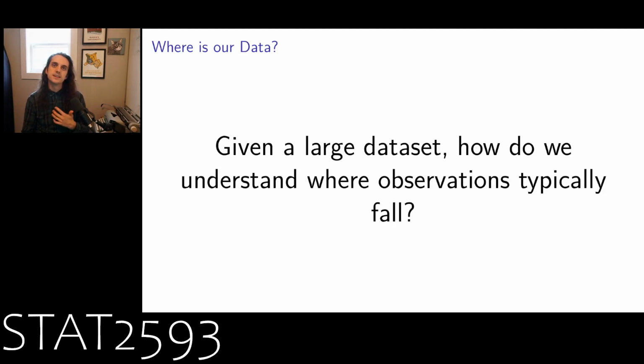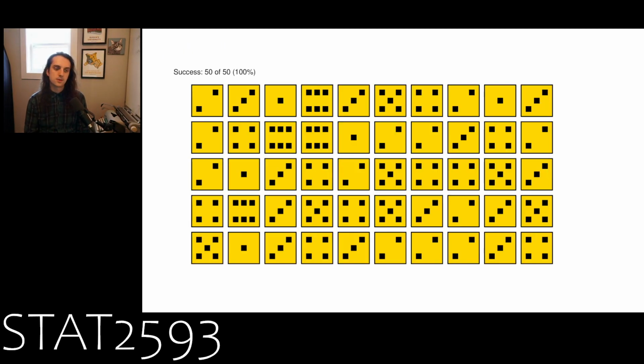So to start, we can think about asking the question, where is our data? If we're given a large data set, how do we understand where the observations typically fall? To be somewhat more concrete, you could imagine rolling a die 50 times and recording which face showed up on the die. Our question is going to be, what values are common? Where is our data centered around? What do we expect to happen when we roll the die?